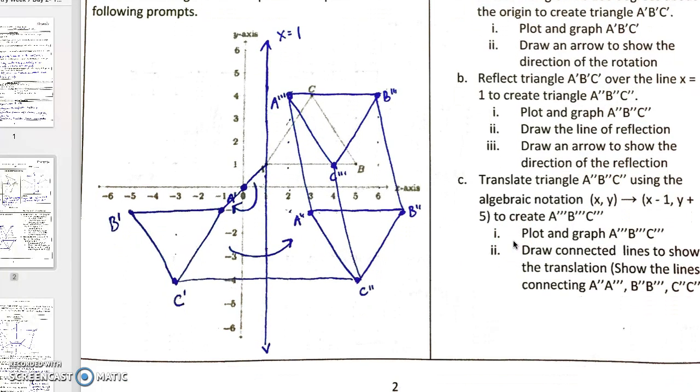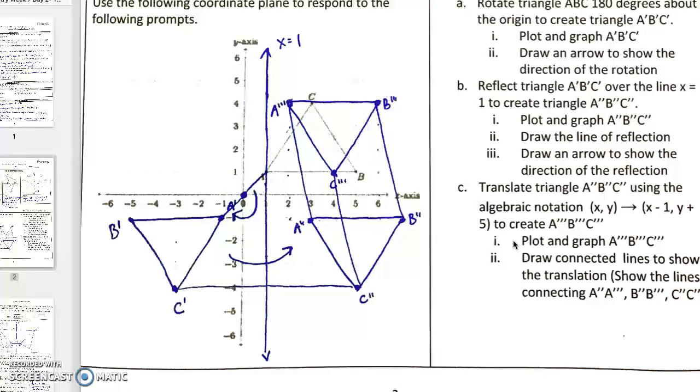Part C says to translate triangle ABC using the algebraic notation (x, y) goes to (x minus 1, y plus 5). I'm going to remind myself again, x tells us our horizontal shift left and right, y tells us our vertical shift up and down, and x minus 1 means I'm going to the left one. So I'm going to take my A double prime and move to the left one. Y plus 5 means it's going to go up, so I'm going to go up by 5 to get A triple prime. And I'm going to do the exact same thing, left one up 5 to get B triple prime, and left one up 5 to get C triple prime. And now I'll have my A triple prime, B triple prime, C triple prime. And I'm drawing my connected lines to show my translation.